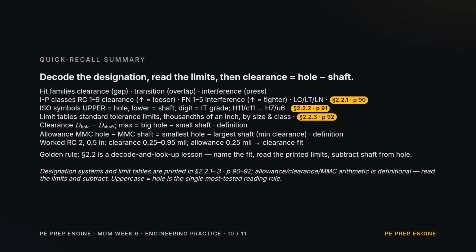Clearance is hole minus shaft. Allowance is the maximum material hole minus the maximum material shaft. Golden rule: name the fit, read the printed limits, and subtract shaft from hole.